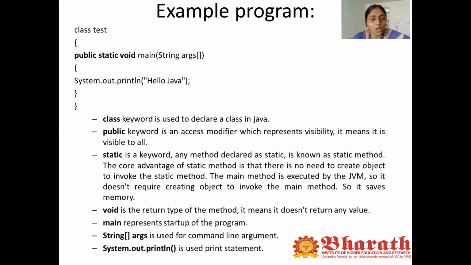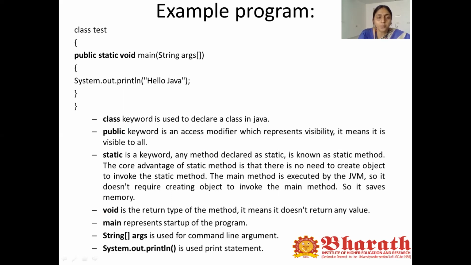Next is void, which denotes that the return type is null, so we do not have any returning value from the main function. And next, the function name main, which represents the startup of the program, which denotes that the program execution starts from this point.